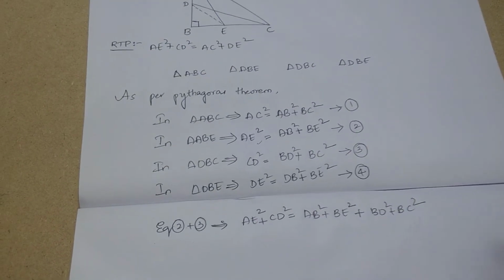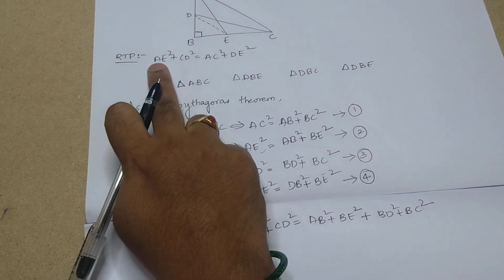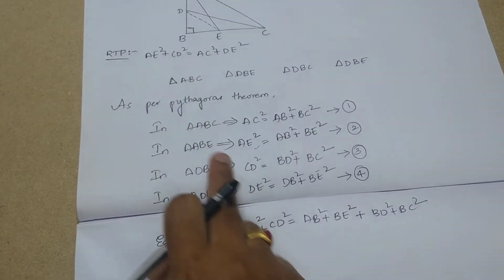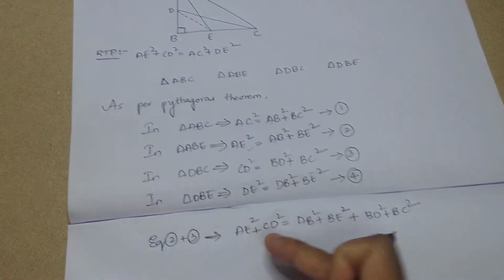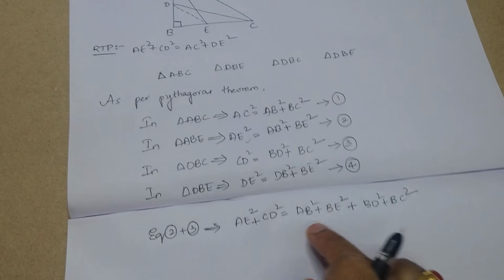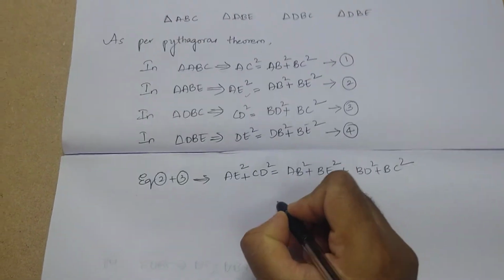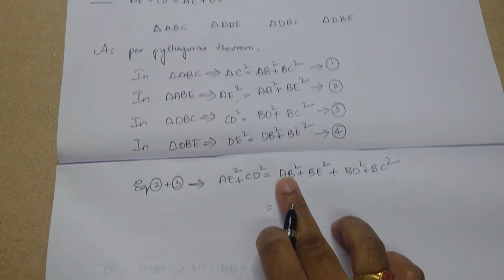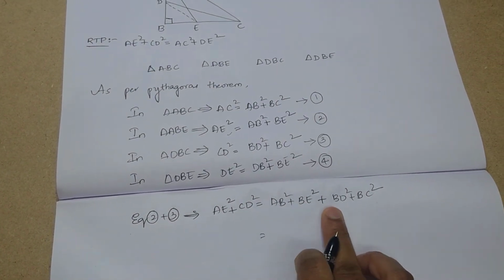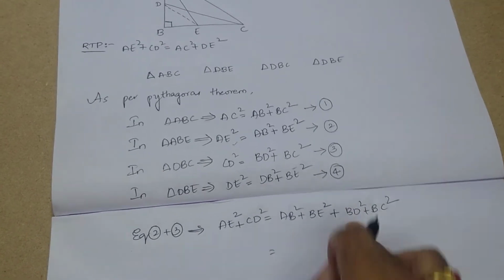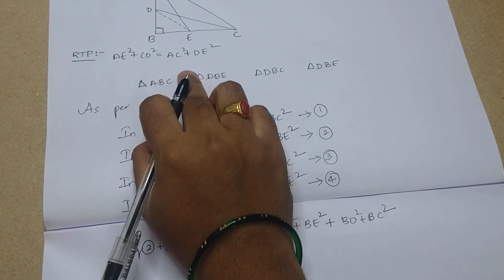Okay, here in the required to prove part, on the LHS it was AE square plus CD square. So I have just added equation 2 plus equation 3. LHS I have just added, and RHS whatever was there I have just added. Now when you see here, AB square plus BE square plus BD square plus BC square. So here in the RHS part I will tell you a small logic.